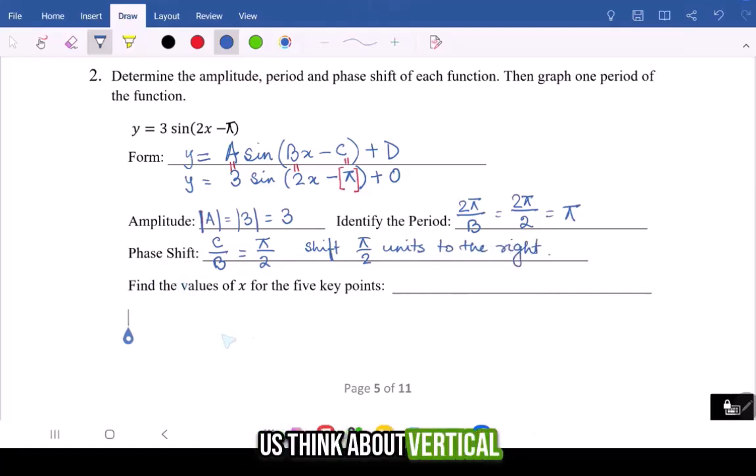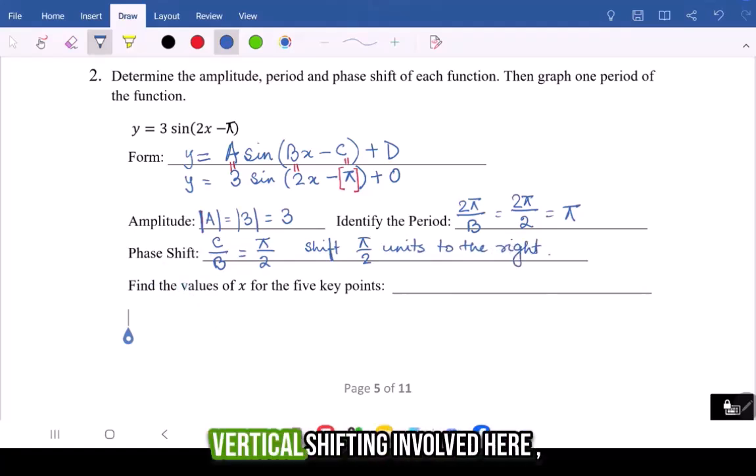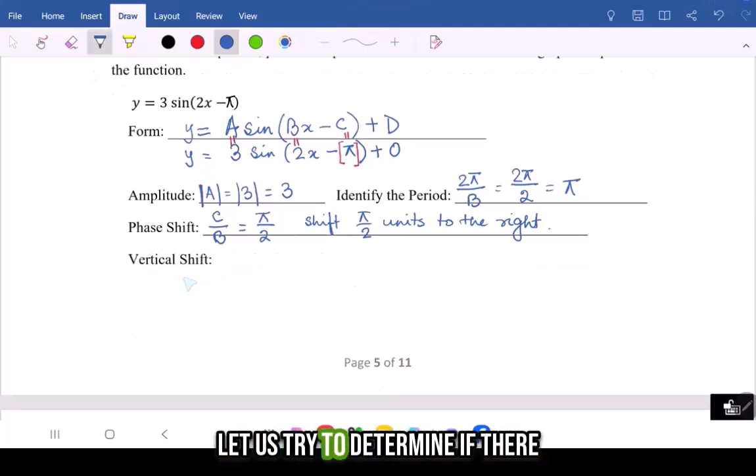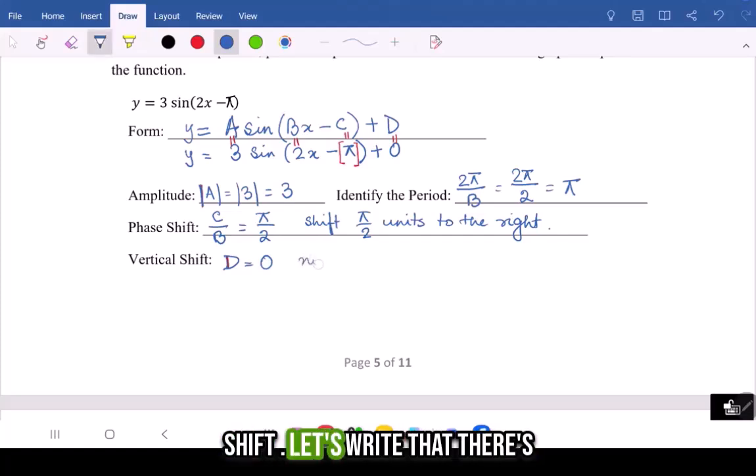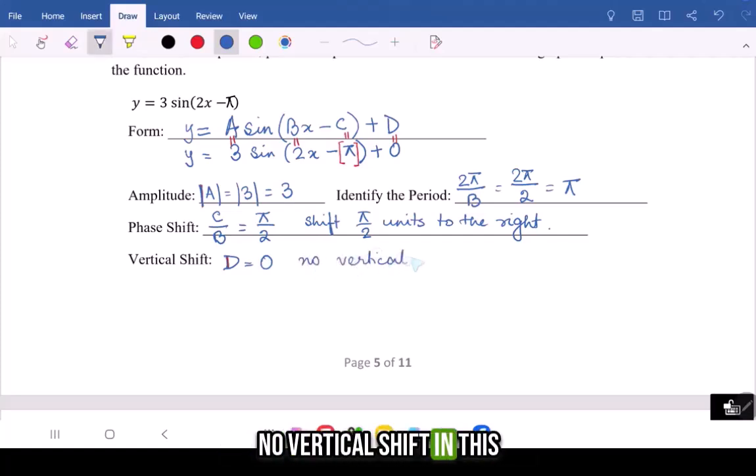Now let's think about vertical shifting. Would there be any vertical shifting involved here? Let's try to determine if there'll be any vertical shifting of the graph. That means whether the graph could move up or down along the y-axis. That's what the vertical shift is about. The vertical shift is determined by the value of d. Now here we have d equals 0. D has a value of 0, therefore there's no vertical shift. Let's write that. There's no vertical shift in this function.